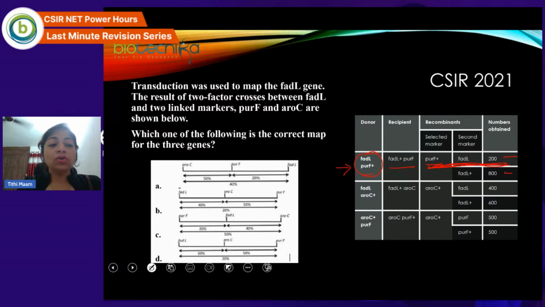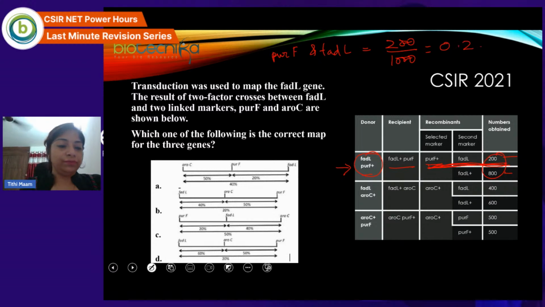So the co-transduction frequency of PERF and FADL will be how much? 200 divided by the total transductants, 800 plus 200, that is 1000. So that will be equal to 0.2. Understood? The calculation part is very easy.